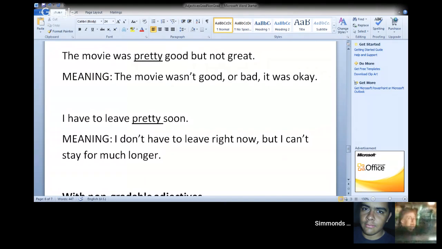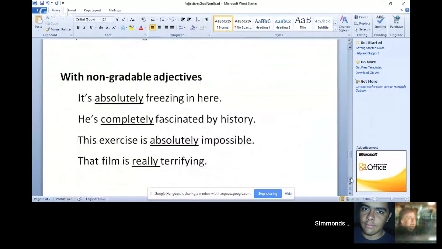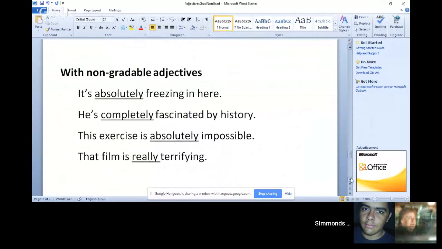Well, perfect. So let me go ahead and move down here. So now we're going to look at non-gradable adjectives, and this could be where the questions happen, okay? So, Ken, could you read these examples for us, please? Okay. It's absolutely freezing in here. He's completely fascinated by history. This exercise is absolutely impossible. The film is really terrifying.